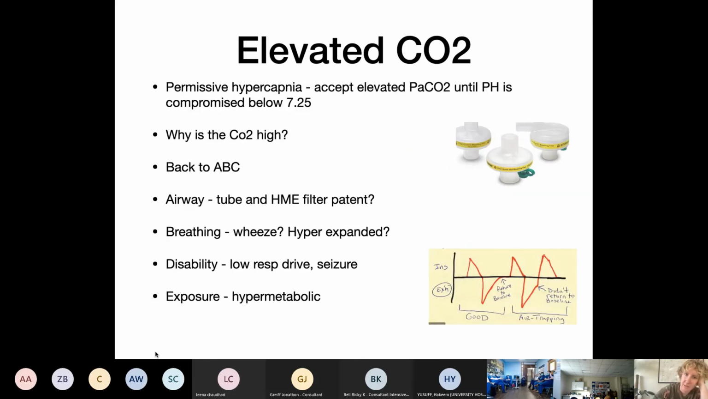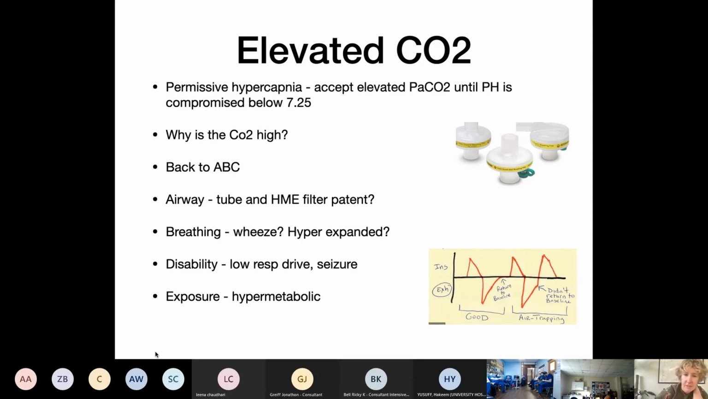So what about elevated CO2? So do I need to do anything about it? That's the first question. So permissive hypercapnia, we allow and accept elevated PCO2 until the pH is compromised below 7.2. You might think, why is the CO2 high? So that goes back to the ABC approach.